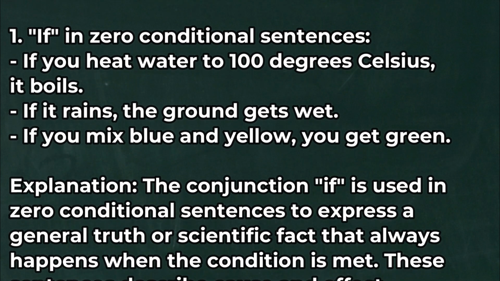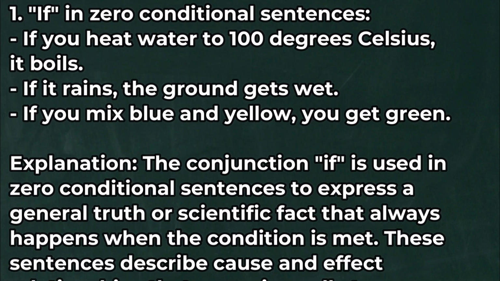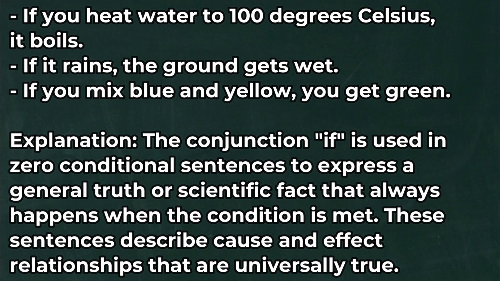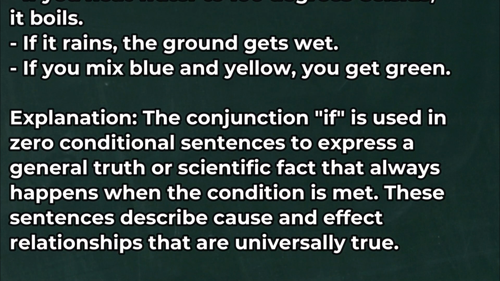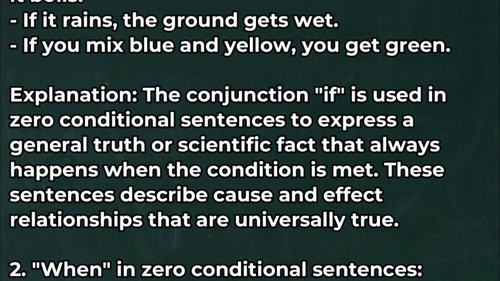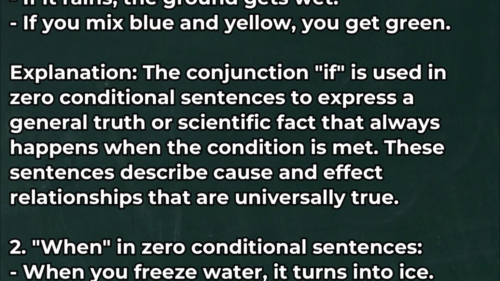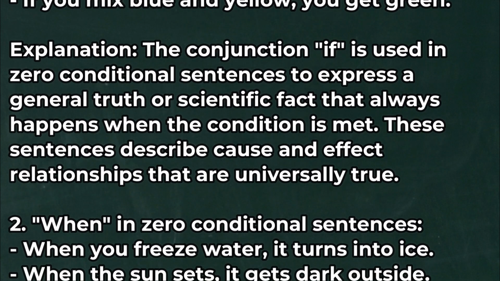Explanation. The conjunction if is used in zero conditional sentences to express a general truth or scientific fact that always happens when the condition is met. These sentences describe cause and effect relationships that are universally true.